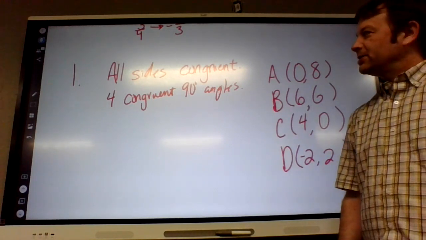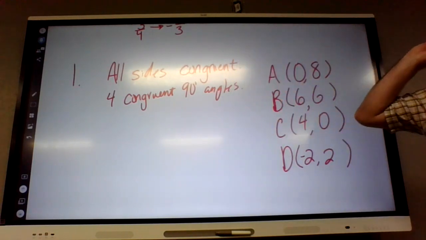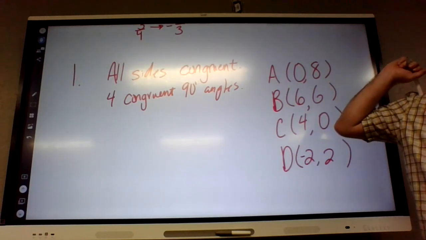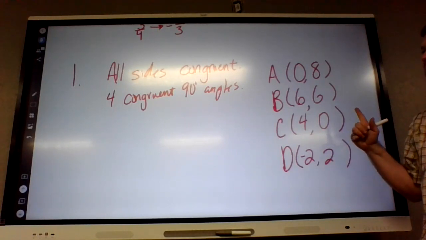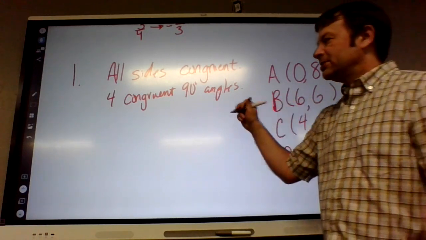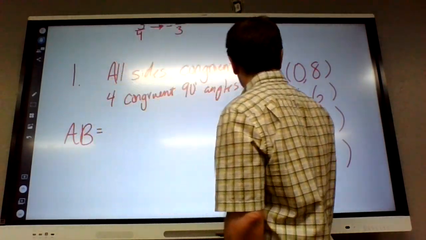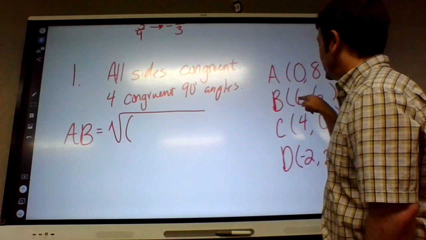So how do we show all sides are congruent? What does it mean for sides to be congruent? They're the same length. So how would we show that they're all the same length? Distance formula. So we have to show they're all the same length. AB, we're going to do the distance formula on this. Remember, it's x minus x.